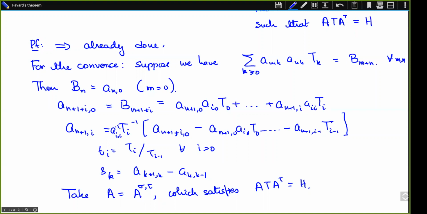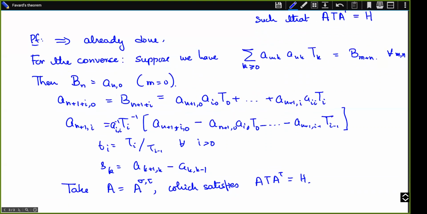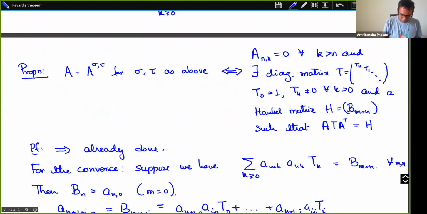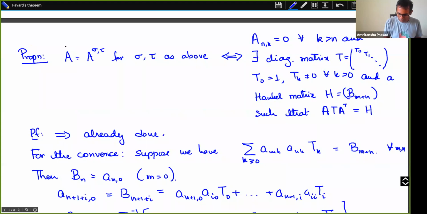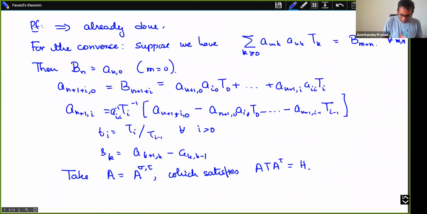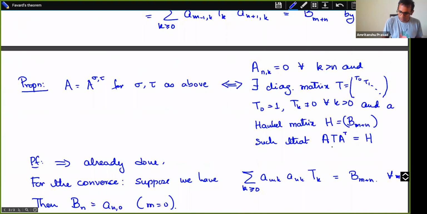I didn't get it. Didn't you prove earlier that A_kk is one or something from that? In the situation of the right-hand side, I'm saying that A is uniquely determined by this. On the other hand, A_sigma,tau satisfies this. So therefore, A must be A_sigma,tau. That's the argument.